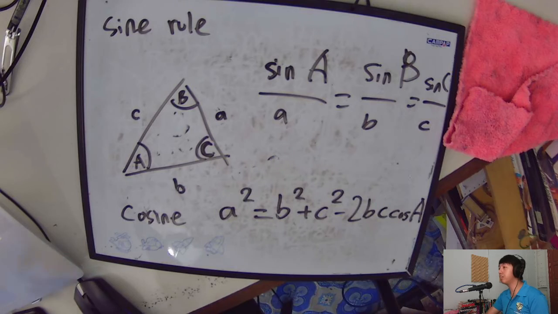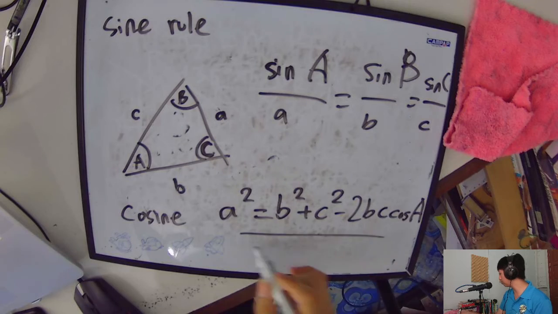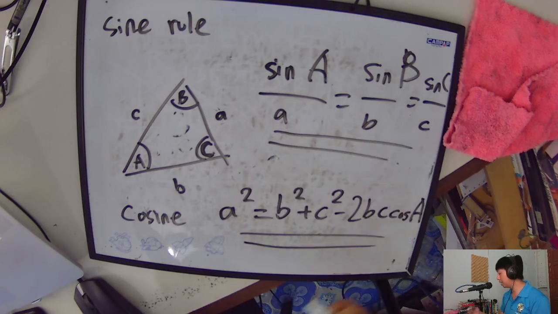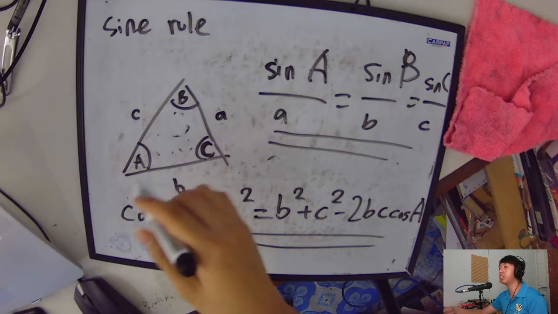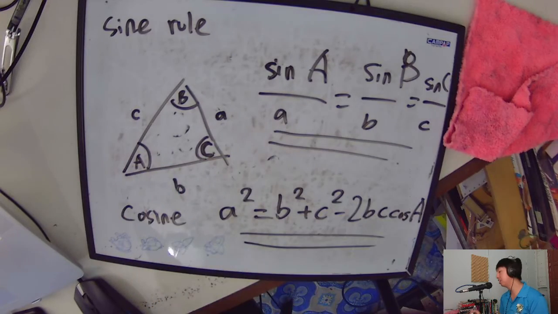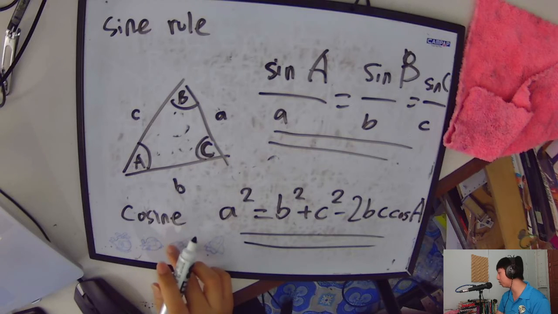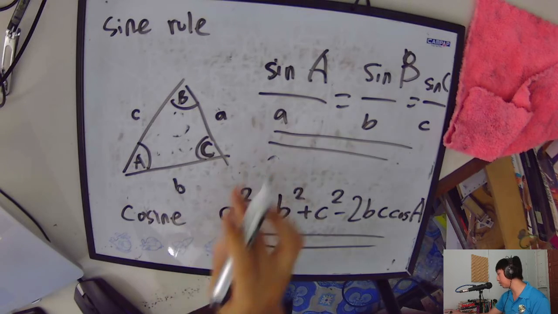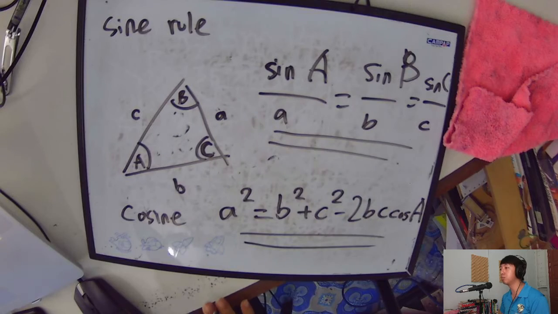Okay, so either one of these two formulas are possible. And you will have to answer depending on what information is available in the triangle. You might have a question where only the cosine rule is possible, or you might have a question where only the sine rule is possible.